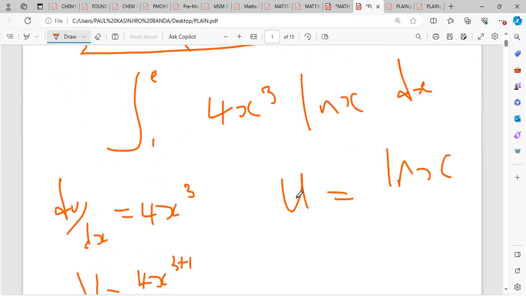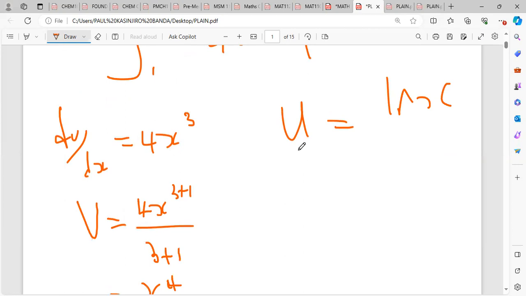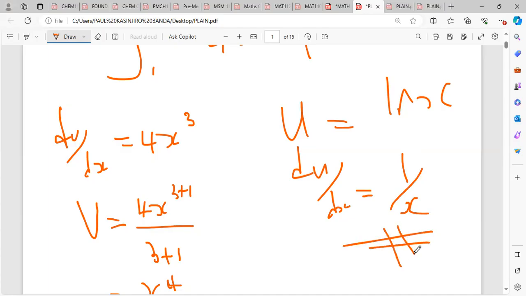Then here I have my u. From my u, I'm going to find my du dx. So what will be my du dx here? What is the derivative of ln? We all know that the derivative of ln x is just 1 over x. After you find that, you can simply go back and input them in the formula that we wrote.